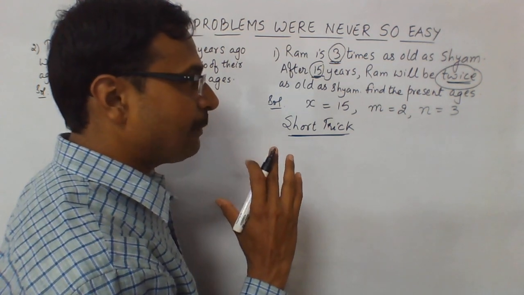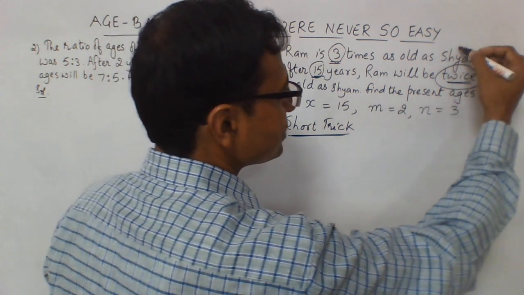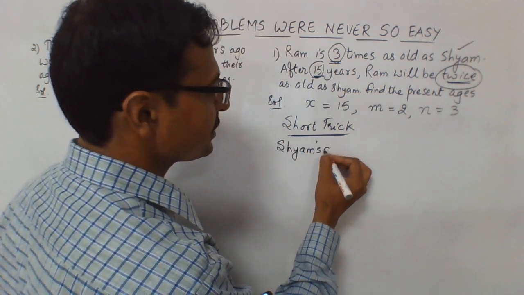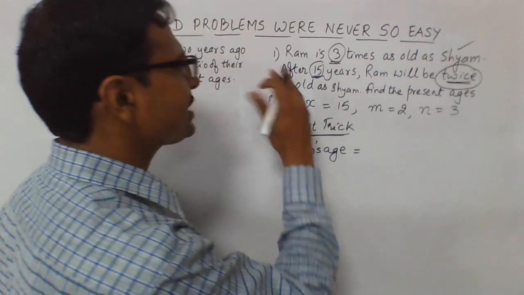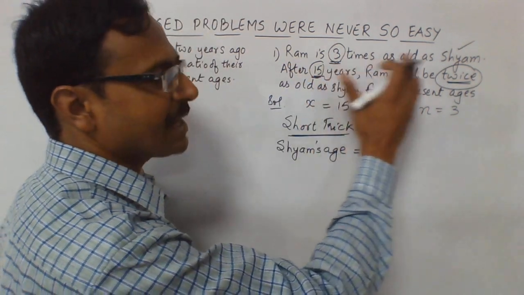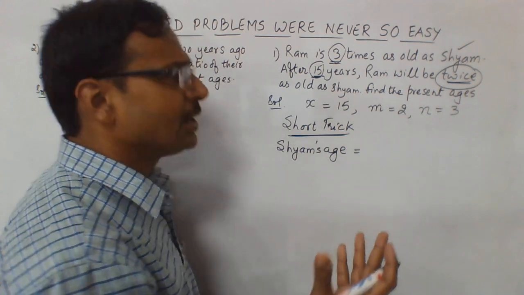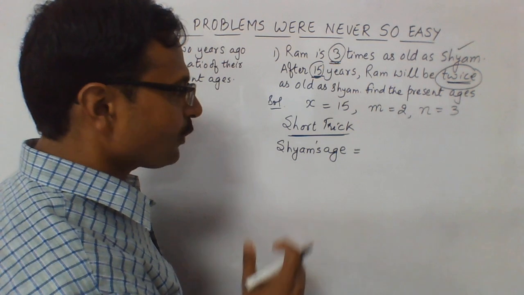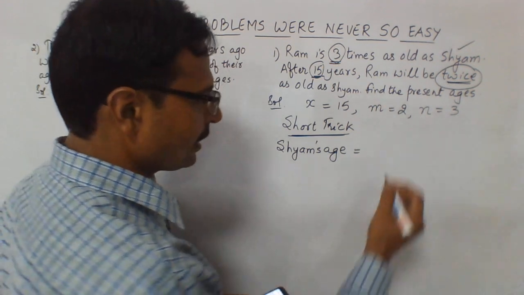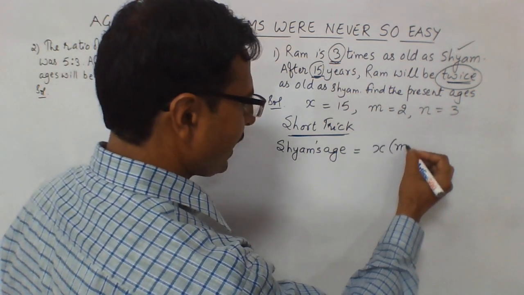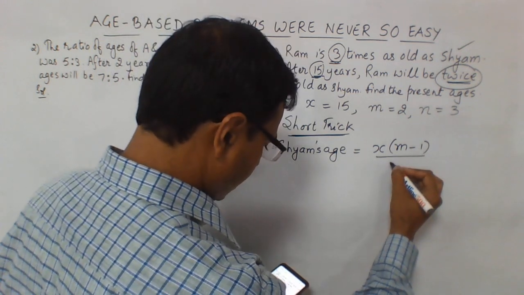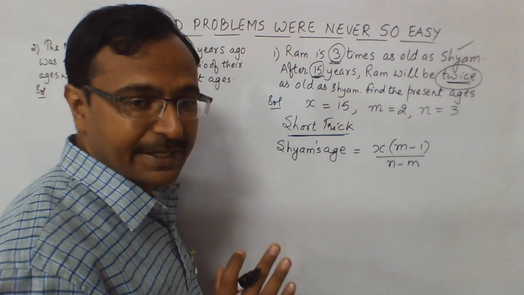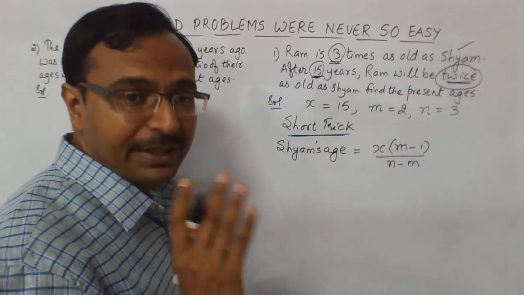One thing is very important here: who is younger? Younger is Shyam, so I'll be finding Shyam's age first. Ram's age can be found out directly because Ram is 3 times as old as Shyam. If you know Shyam's age, you just multiply that by 3 to get the age of Ram. So for finding the age of the younger person, we use x into (m minus 1) upon (n minus m). This is the direct formula for finding the age of the younger person.